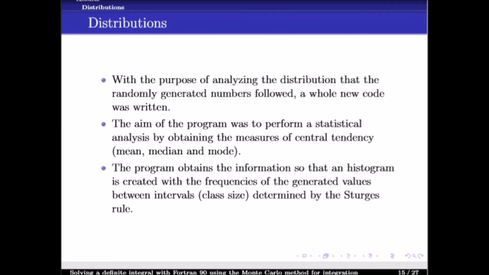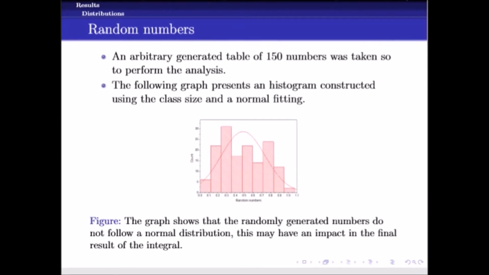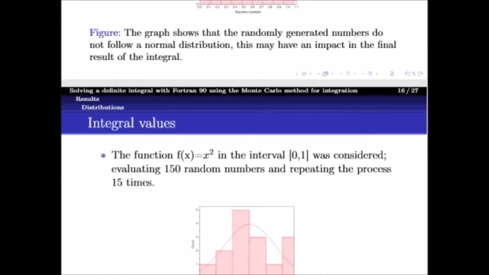In order to analyze the distribution, a new code was written, and the aim of the program was to perform a statistical analysis by obtaining the measures of central tendency, mean, median, and mode, and also the class size. For the random numbers, we took an arbitrarily generated table of 150 numbers, and then the following histogram was constructed. As one can see, these do not follow exactly a normal distribution, so this might have an impact on the final result of the integral.